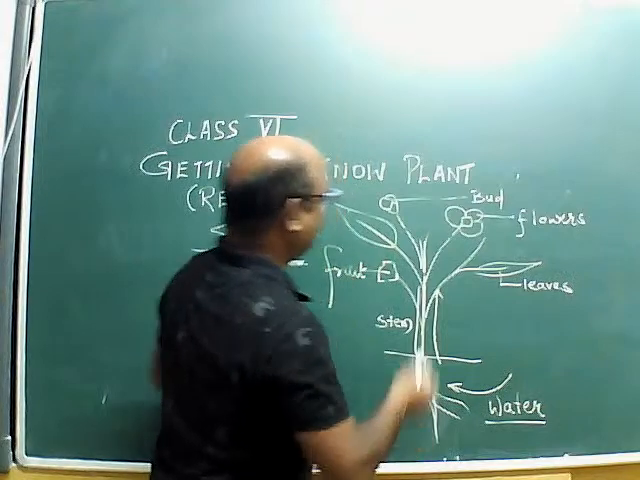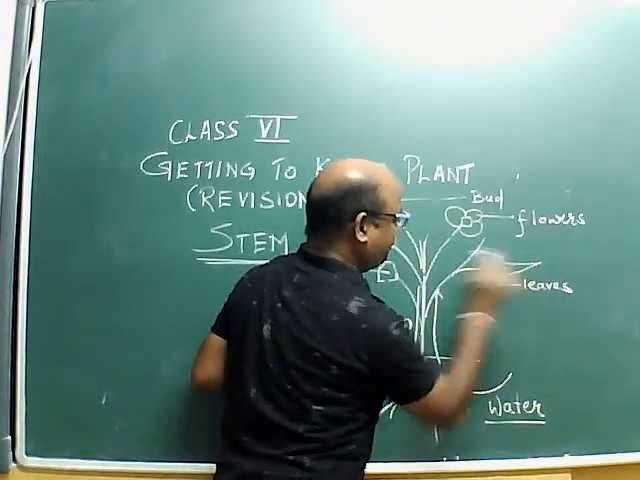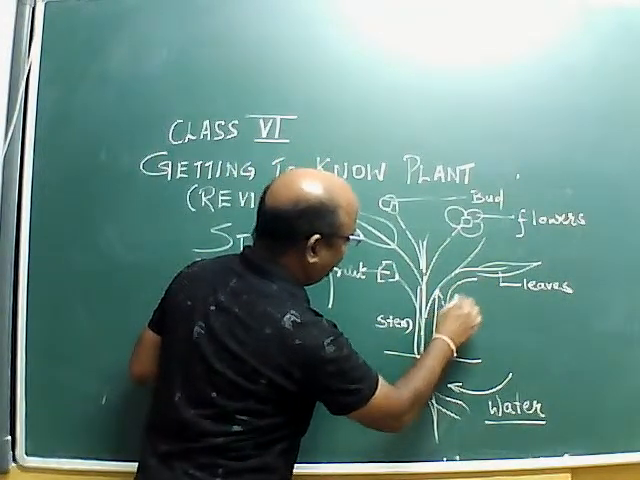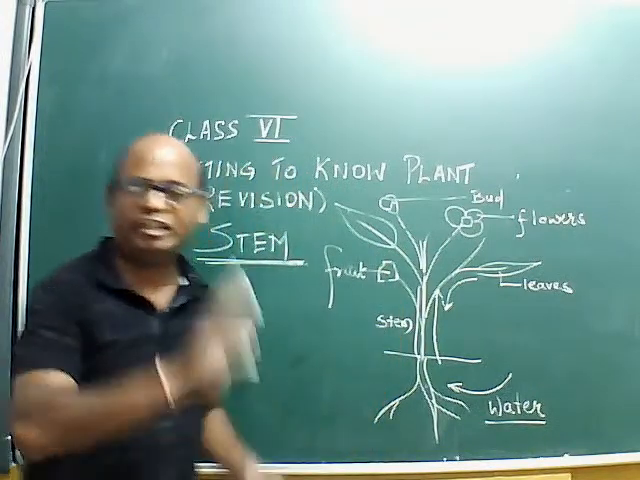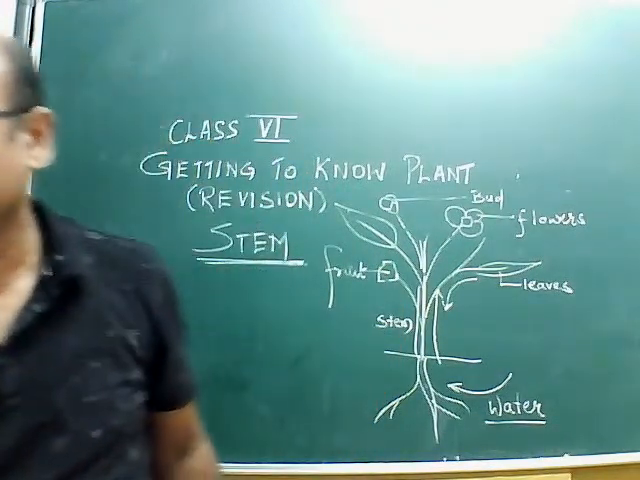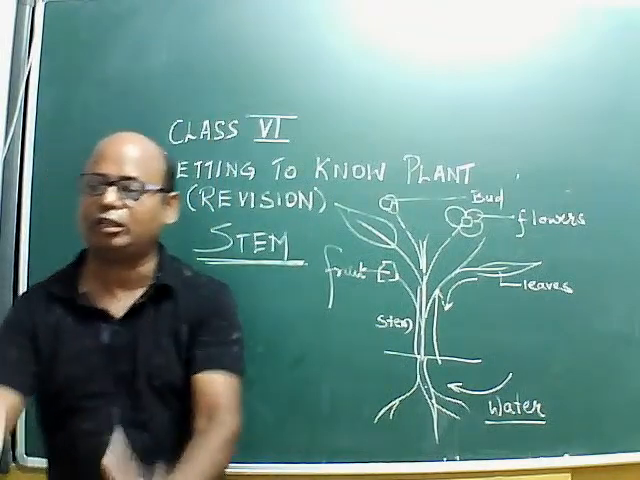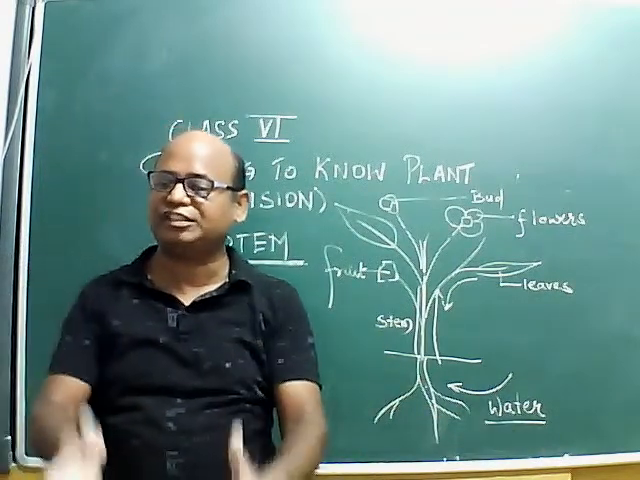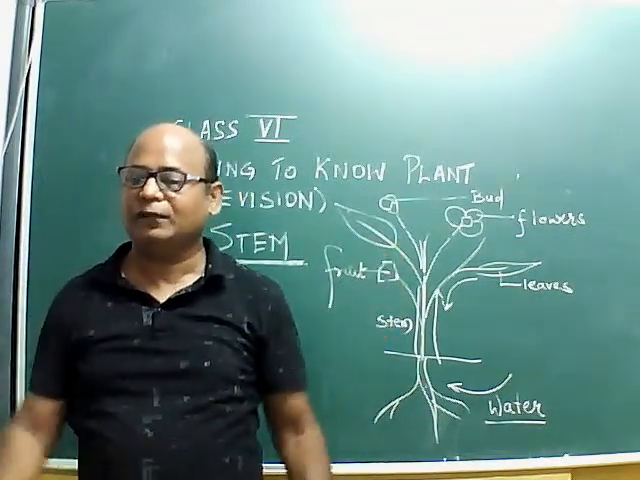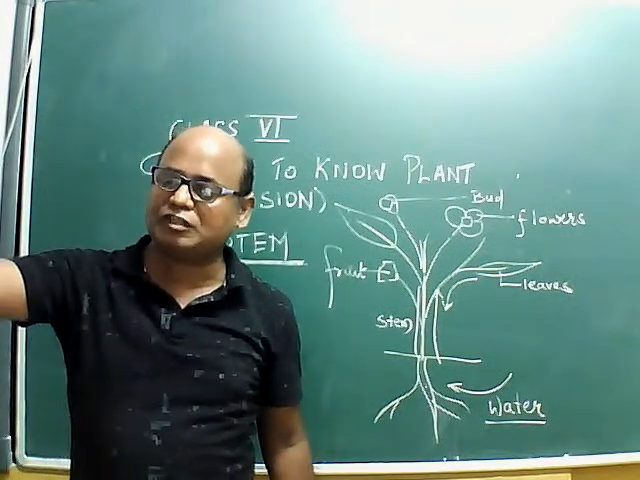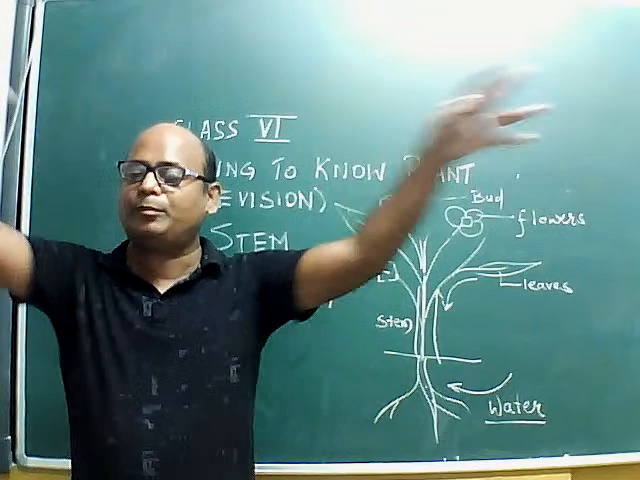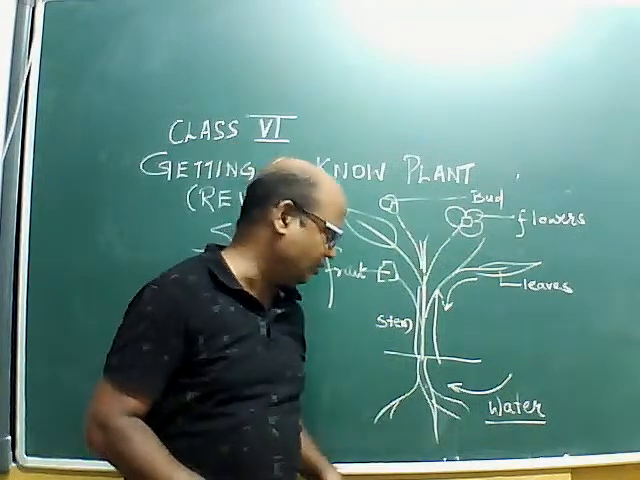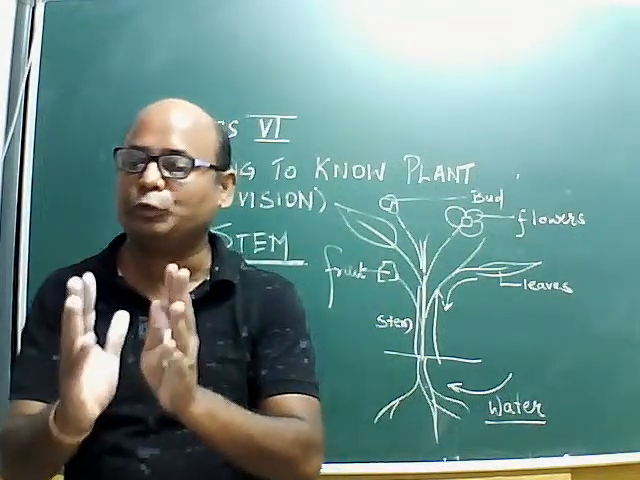Then third one, whatever food which is prepared in the leaves in the process of photosynthesis, that food is going to all the parts of the plant through stem. So three important functions of the stem: transportation of water along with salts and minerals to all the parts of the plant, then food prepared by the leaves in photosynthesis is transferred to all the parts of the plant through stem only. From leaves it is going to the stem, then to all the parts. And it is the supportive part of the plant.